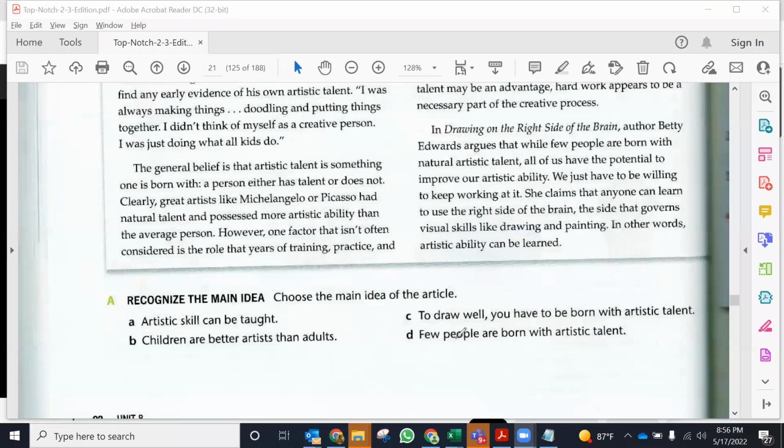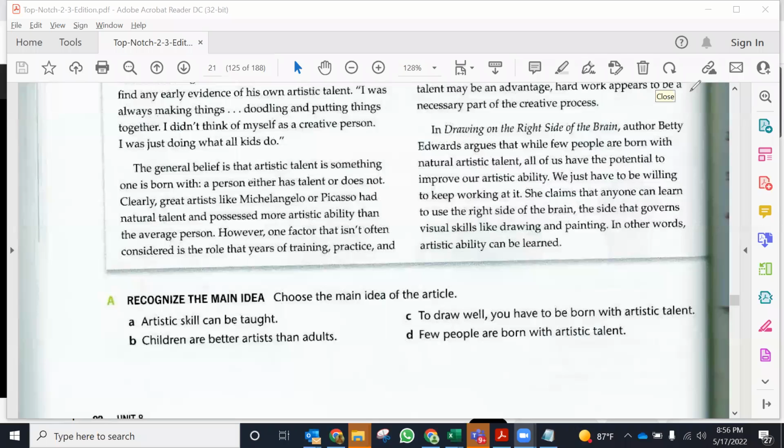What do you think? No? Anybody? Diríamos que es la idea principal. Voy a leerlas otra vez. Artistic skill can be taught. Puede ser enseñada o aprendida. Children are better artists than adults. To draw well, para dibujar bien, you have to be born with artistic talent. Or, few people are born with artistic talent. Which of these four is best for the main idea of the text?